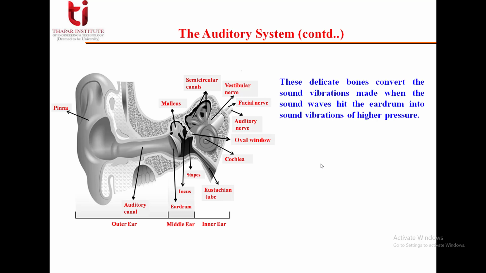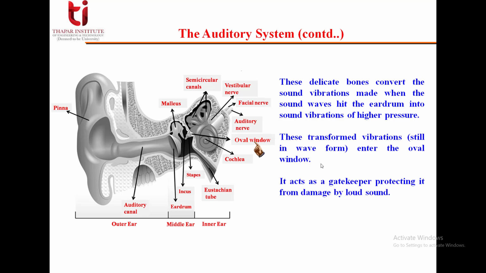These bones convert the sound vibrations made when the sound waves hit the eardrum into sound vibrations of higher pressure. These transformed vibrations, which are still in wave form, enter the oval window. So basically from here is the beginning of the inner ear. The oval window acts as a gatekeeper, protecting the inner ear from damage by any kind of loud sound.